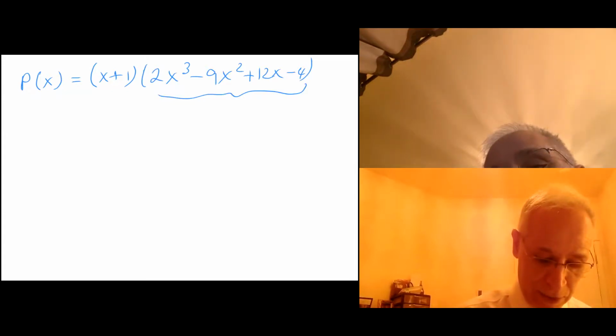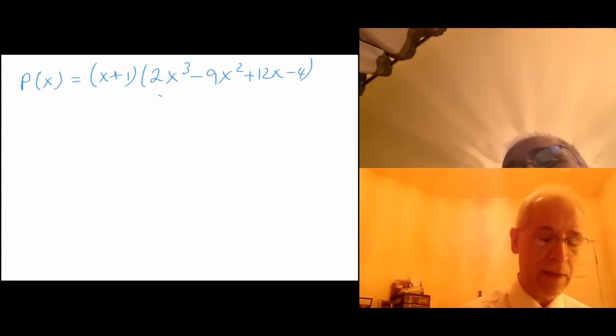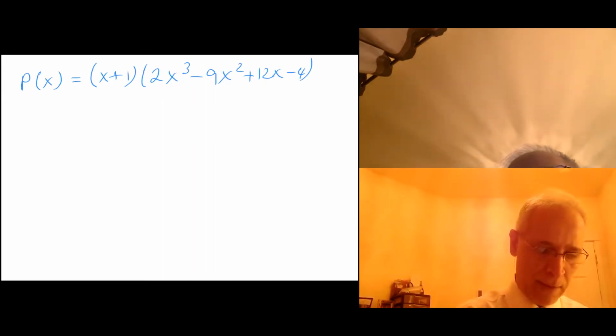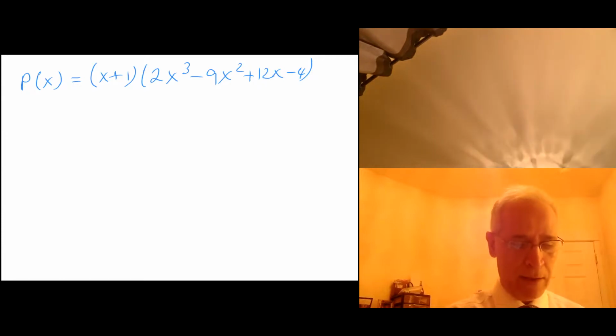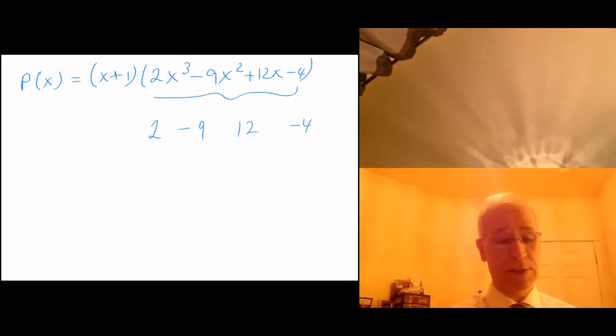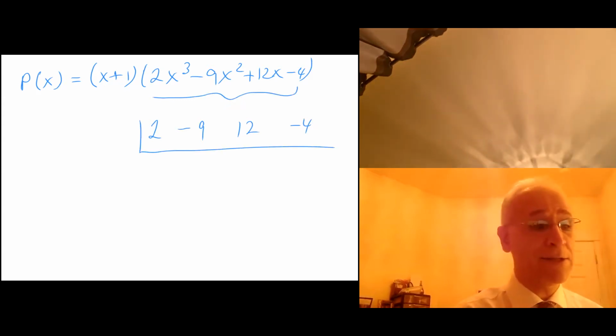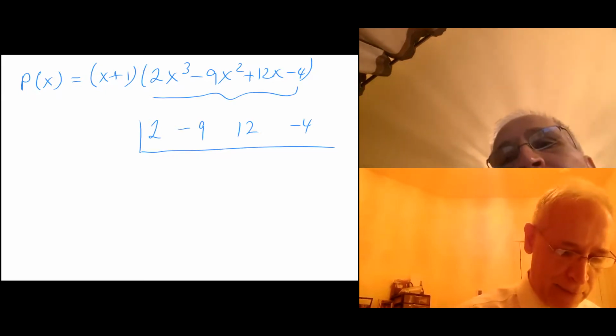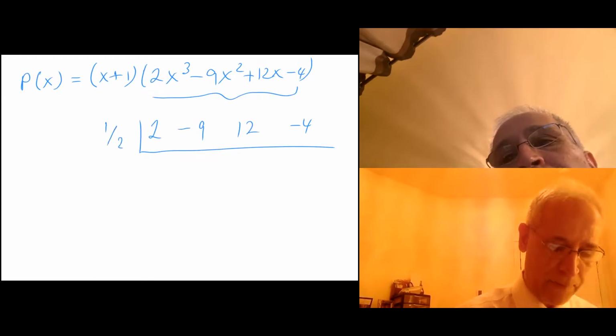So I'm going to go ahead and use more synthetic division using my potential zeros. So using 2, minus 9, 12, and negative 4, I'm going to divide this using other factors. So looking at the factors of p over q that we found, let's try the 1/2. What's my next number? 1/2.